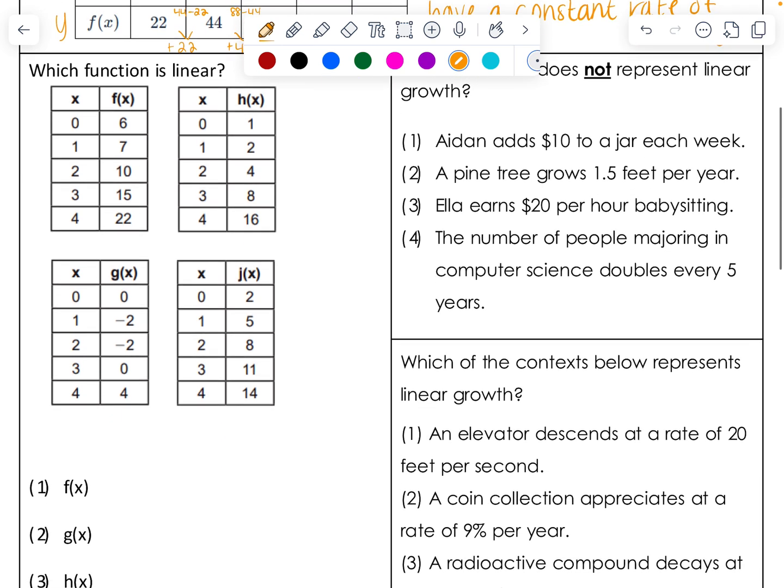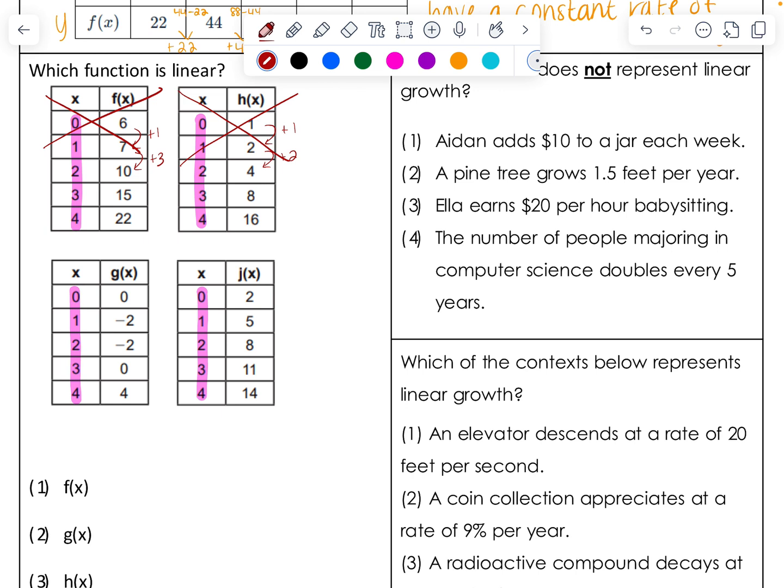We'll look at the example on the left first that says which function is linear. So as you can see from all of these, they are going in order on the x side. So none of that really needs to be looked at. However, we do need to look at the numbers on the right side. To get from 6 to 7, I add 1. To get from 7 to 10, I add 3. So already this example is out because I don't have a constant rate of change. To get from 1 to 2, I add 1. To get from 2 to 4, I add 2. Once again, this one is already out because it does not have a constant rate of change.